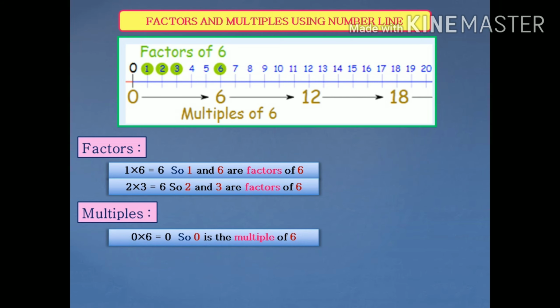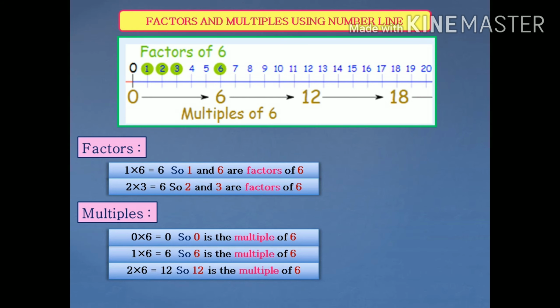Multiples. 0 into 6 is equal to 0. So 0 is the multiple of 6. 1 into 6 is equal to 6. So 6 is the multiple of 6. 2 into 6 is equal to 12. So 12 is the multiple of 6. 3 into 6 is equal to 18. So 18 is the multiple of 6, and so on. We can see the numbers marked in brown color are the multiples of 6, that are 0, 6, 12, 18, and so on.